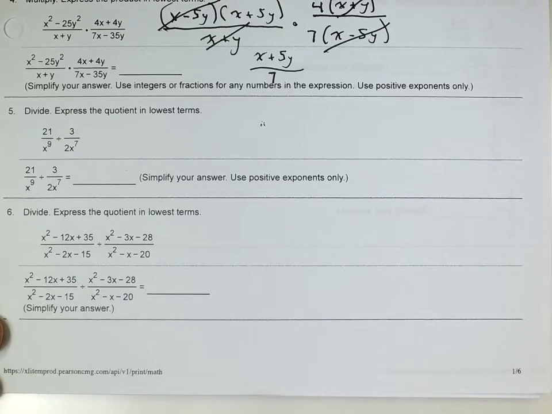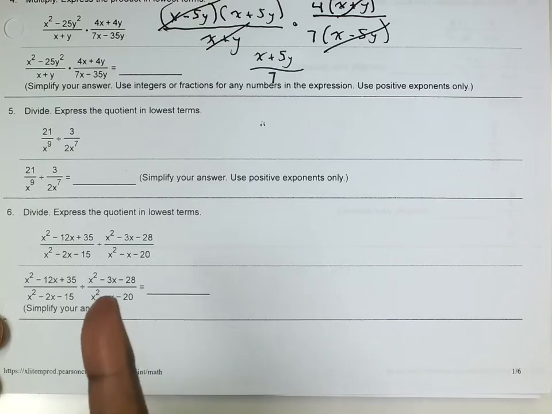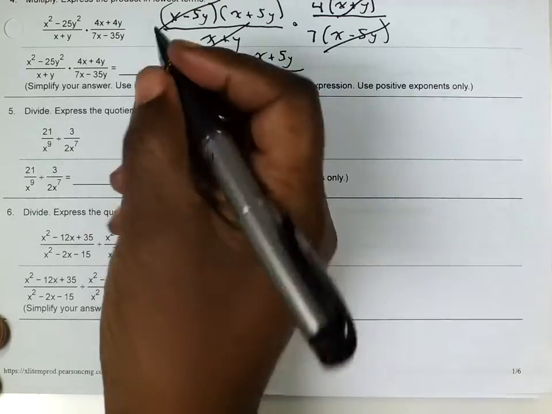Now the next couple problems are division. It's a lot like multiplication, it's just we have one extra step. We have to flip what's after the division sign, and then it becomes a multiplication.